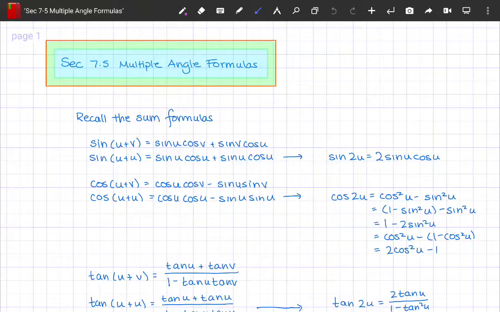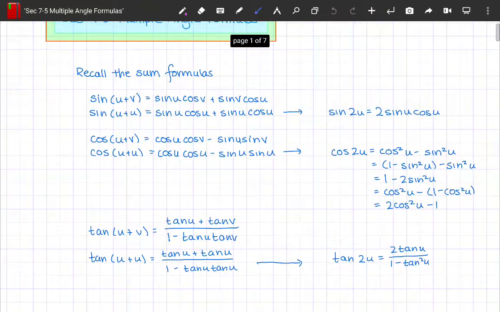This is one form. If we use the Pythagorean identity to rewrite cosine squared as 1 minus sine squared, then we can combine the sine squareds and we get this form. Or, starting back up here, if I rewrite sine squared as 1 minus cosine squared, now cosine squared u minus a negative cosine squared u is 2 cosine squared u minus 1.